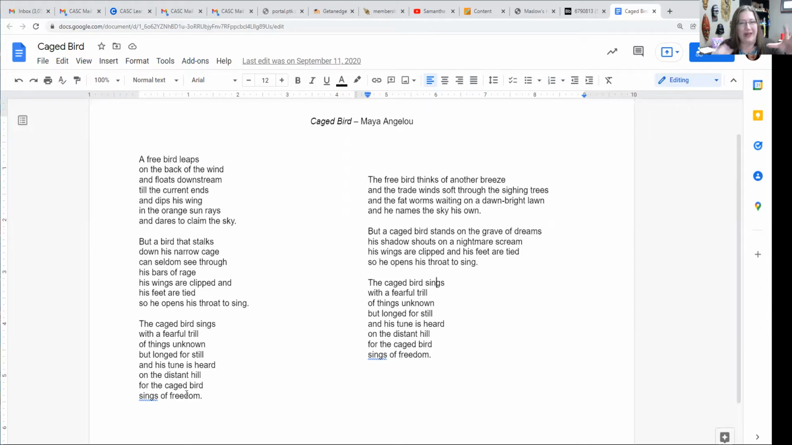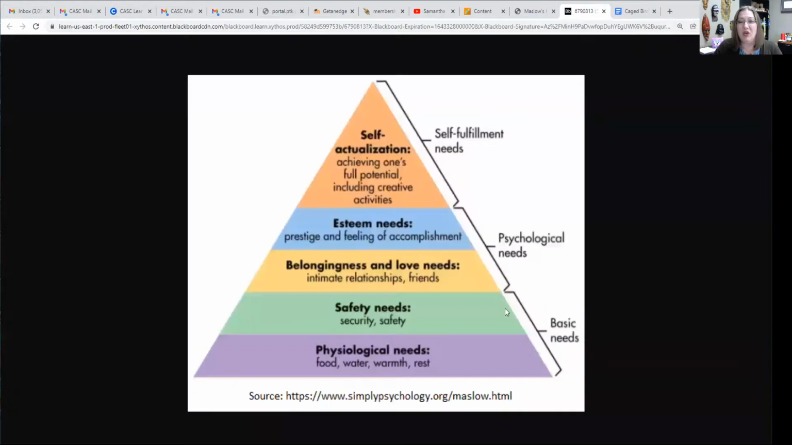Kind of think about it. Go back into Maslow and let's take a look. How does this cage bird get his basic needs met? What does he have to do in order to meet these needs and to move forward? What do they have to do? Not just what do they get to do.